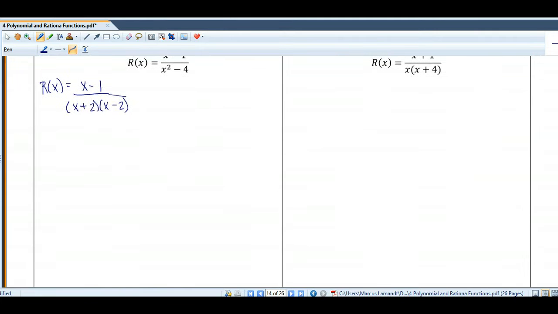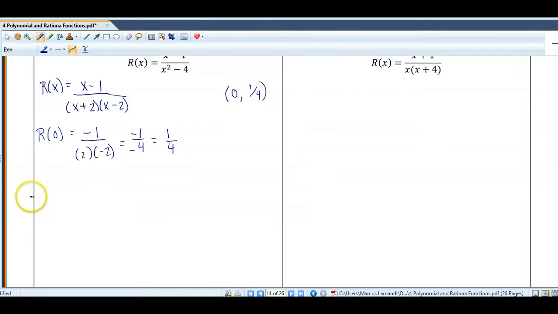Locate x and y intercepts. The y-intercept is when x equals 0. If I plug in 0 for x, I'm going to get negative 1 on top and 2 times negative 2 on the bottom. Negative 1 over negative 4 equals positive 1/4. So the y-intercept is 0, 1/4.